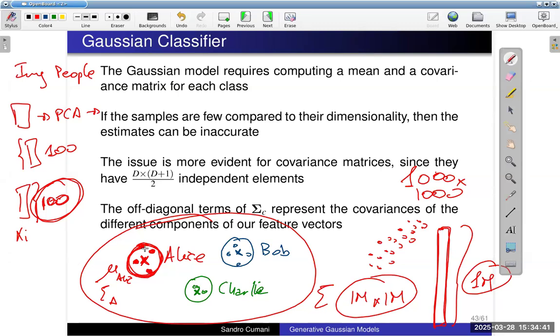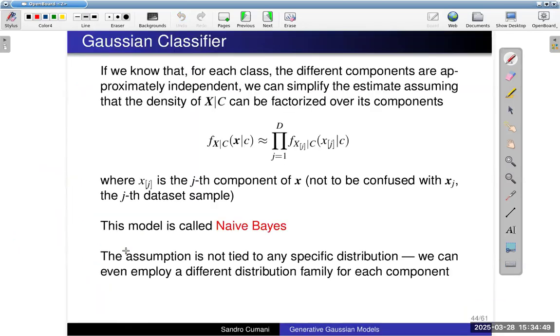Here, even if the dimensionality of the input space is small, still I cannot get a good estimate of the covariance matrices. Now we will see two possible models that introduce simplifying assumptions that may allow, under the additional assumptions of this model, to address this kind of problem.